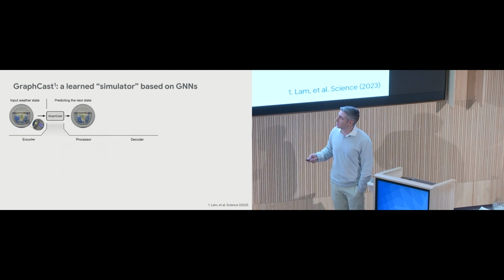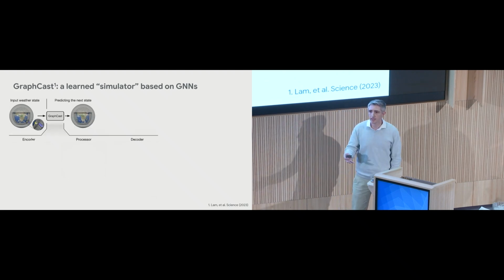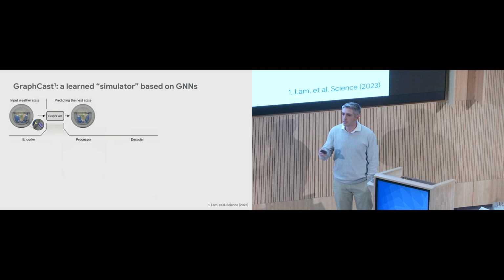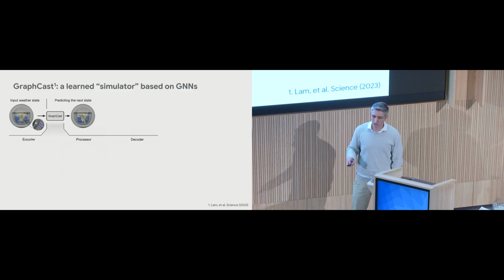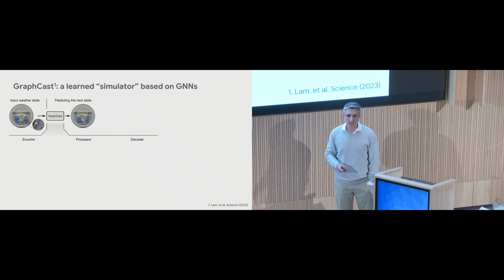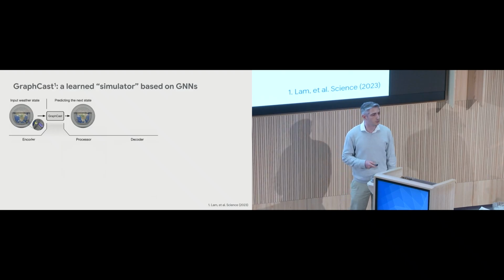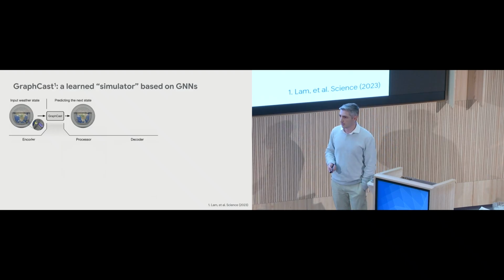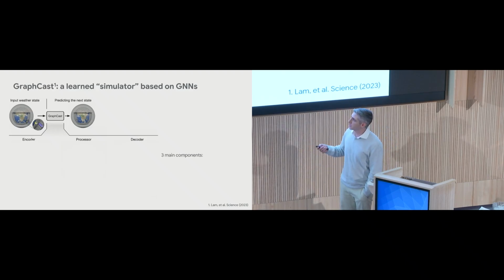The setup is essentially what I said. We're going to take in a weather state, which is this kind of 3D grid of the atmosphere with all of the variables we care about at the input state. In practice, we take in the past 2 weather states. We're going to predict the next state. And at a very high level, the architecture has 3 main components.